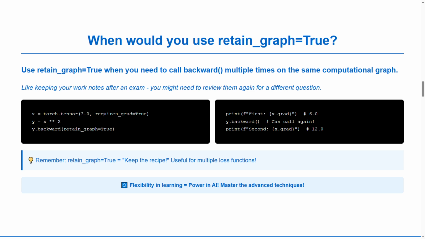Useful for multiple loss functions. Flexibility in learning equals power in AI. Master the advanced techniques. Summary. Retain graph true allows multiple backward calls on the same computational graph.